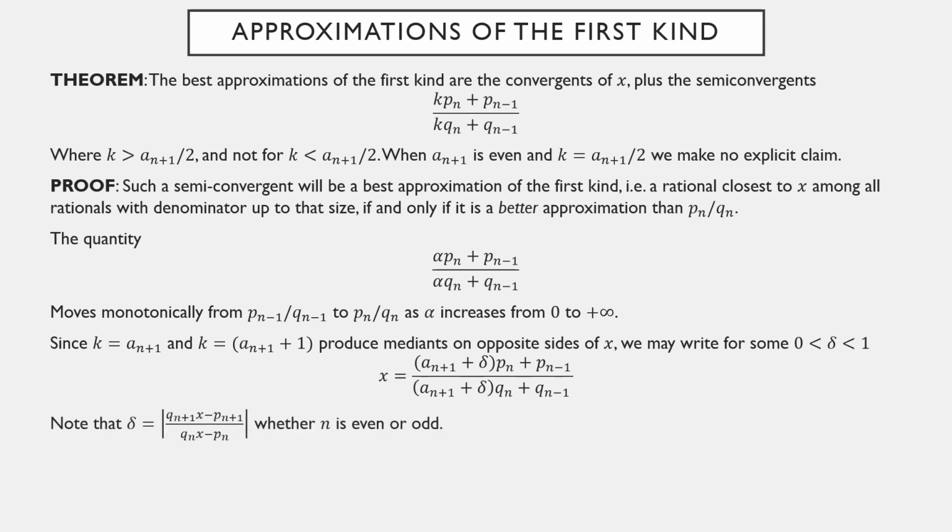You can actually compute that whether n is even or odd, you can solve this for x. Solve this for delta, and delta is exactly (Q_{n+1}x minus P_{n+1}) over (Q_n x minus P_n), and depending on whether n is even or odd, one of the numerator and denominator is positive and the other is negative.